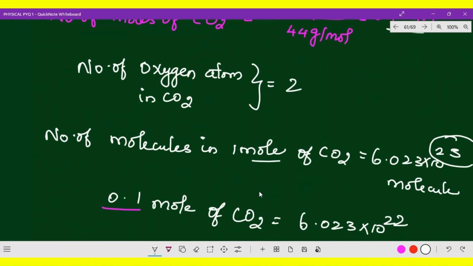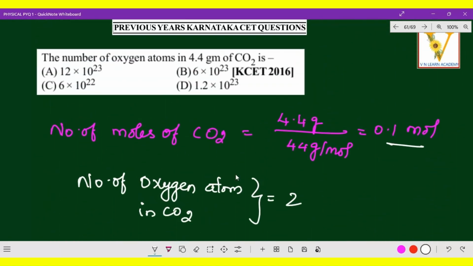In that question, it will be easy to understand. So this is the number of oxygen atoms only. So here, 1.2 into 10 to the power of 23 atoms in 4.4 gram of carbon dioxide. They are asking atoms, so we just bring atoms only. 1.2 into 10 to the power of 23. Option D is the correct option.